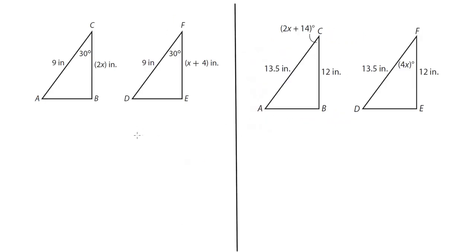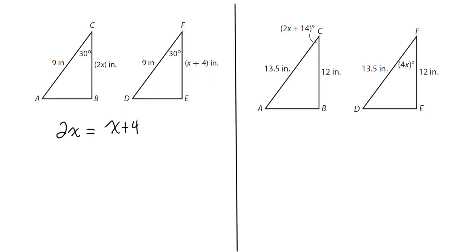Looking at these two examples here, let's use the concept of SAS to find the value for x that would make both triangles congruent. We see here that side AC is 9 inches and side DF is 9 inches. We see that angle C is 30 degrees and angle F is 30 degrees. So in order to have SAS, we need side BC to be equal to side EF. So we can write this equation: 2x equals x plus 4.